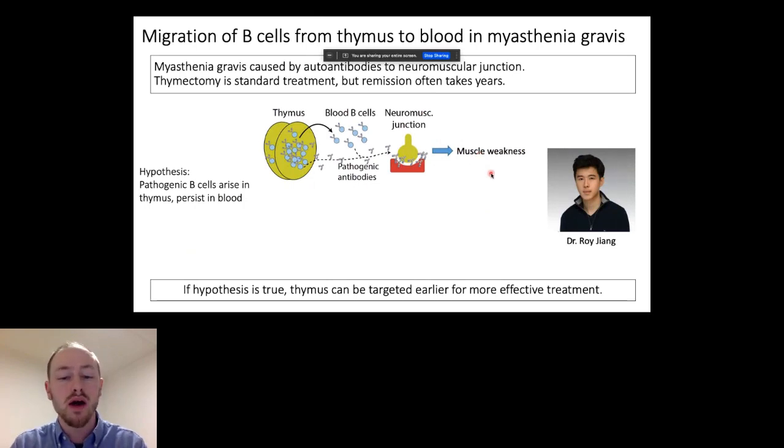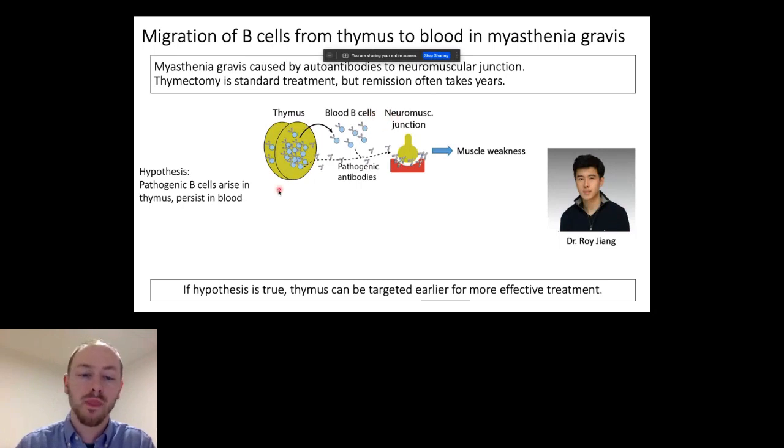It's often treated by removing the thymus, which is believed to be the maturation site for pathogenic B cells that release these autoantibodies. This is weird because B cells really aren't supposed to be in the thymus in the first place. However, though myasthenia gravis is treated by removing the thymus, remission can often take years or sometimes even a decade to occur.